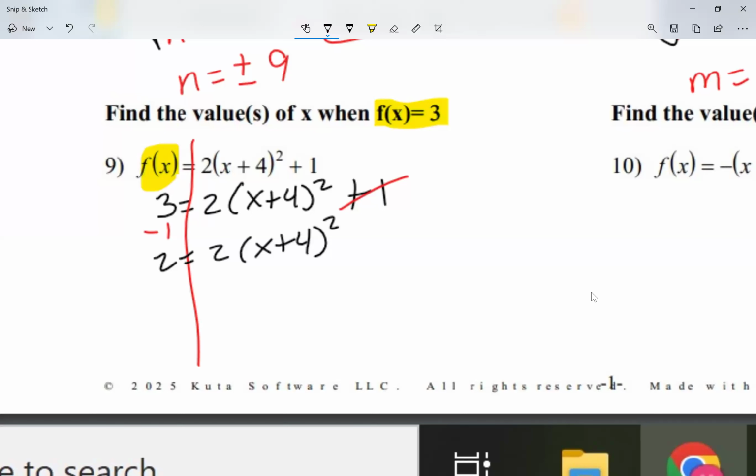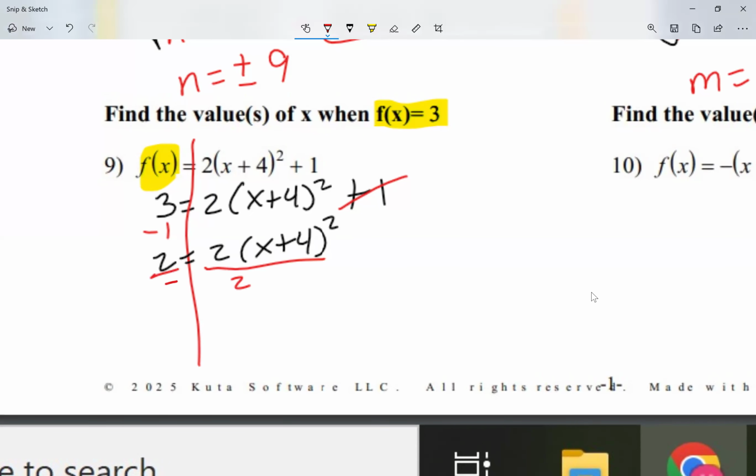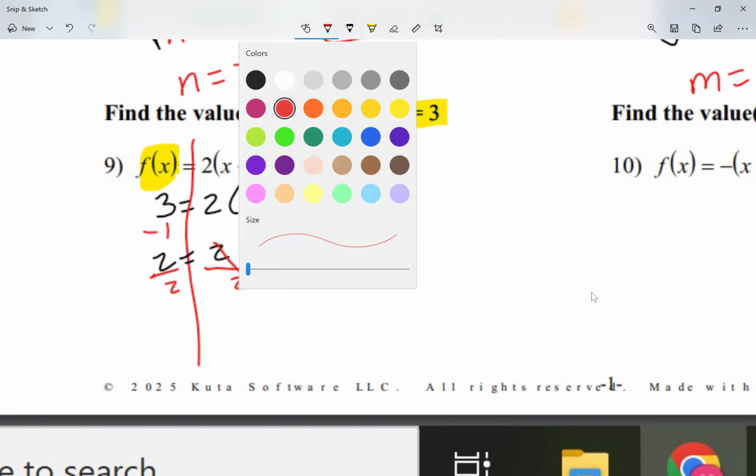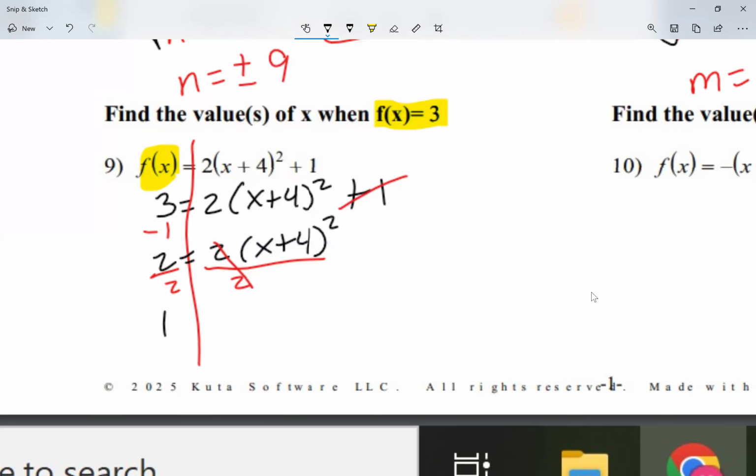Okay, I still see a number outside of the parentheses. Notice how the squared is just the parentheses. So my goal right now is to get the parentheses by itself. I see a number outside of the parentheses, so I'm going to divide both sides by that number. In this case, 2, because I'm trying to get rid of this number. Now on the left side, 2 divided by 2 is 1. So I have that 1 is equal to the parentheses x plus 4 squared.